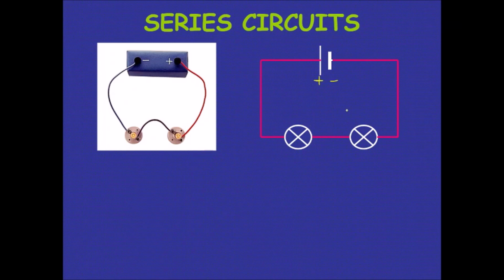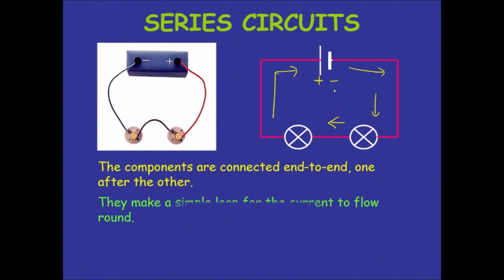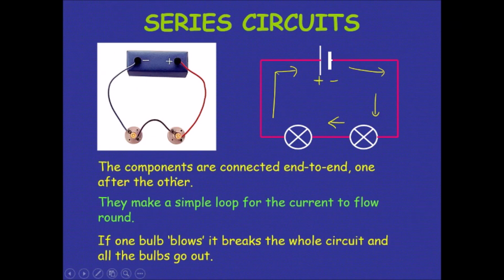So we've got our lights here, and our electrons go this way. Good practice. The components are connected to each other. So it's a simple loop. I'm not going to say circle because it's more like a rectangle flow.